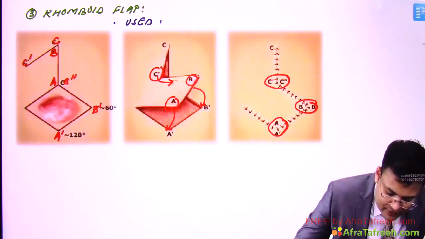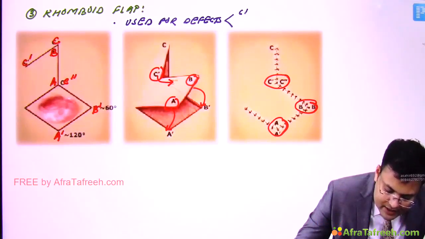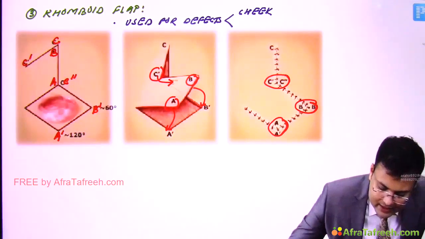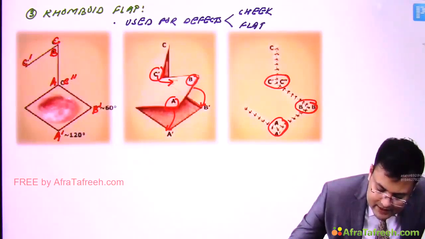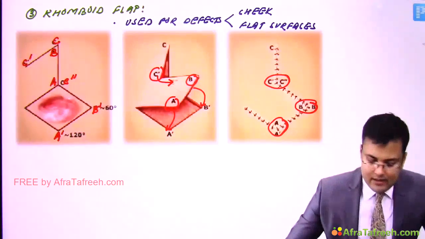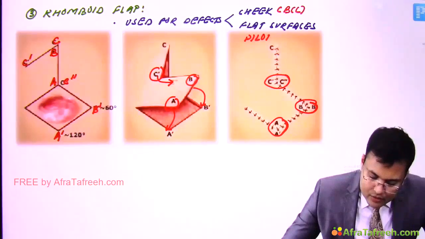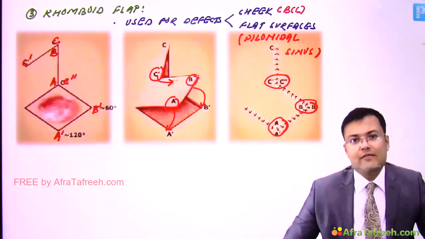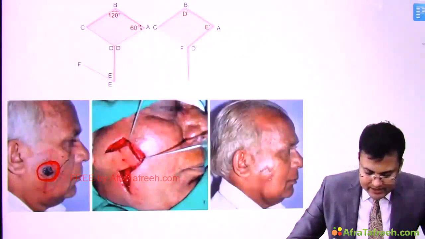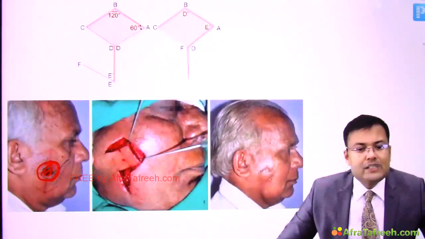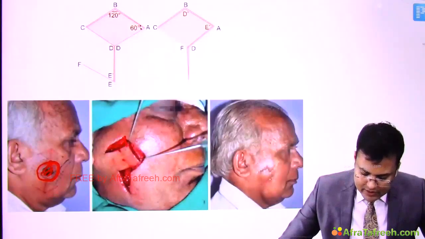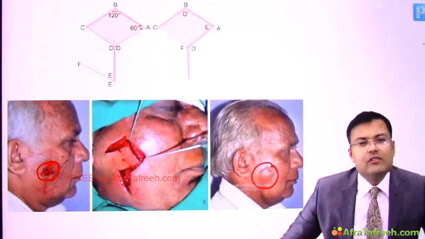So it is used for defects of cheek and defects involving flat surfaces. For example, for basal cell carcinoma we use rhomboid flap, and for pilonidal sinus also we can use rhomboid flap. In this image you can see that this patient is having basal cell carcinoma here. After excision of this malignancy, we are using this rhomboid flap to cover the defect.